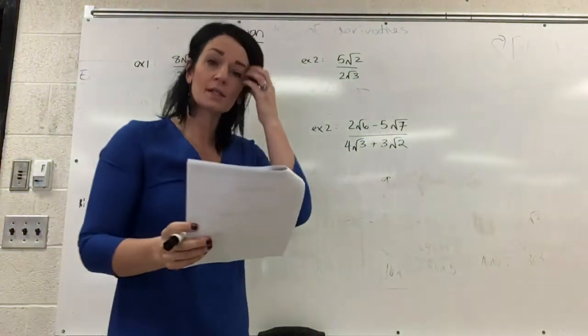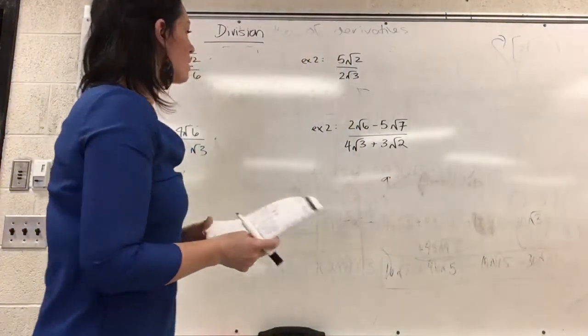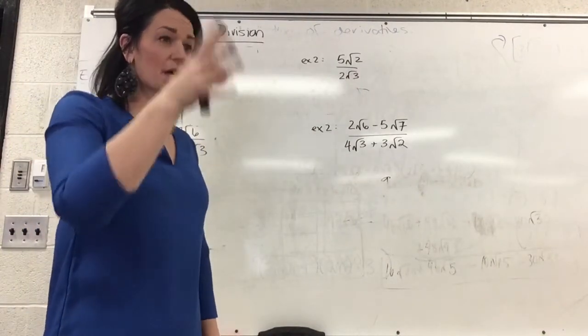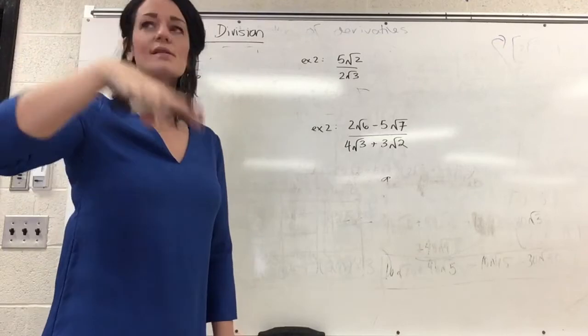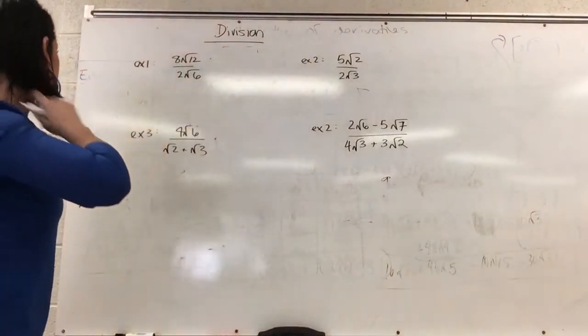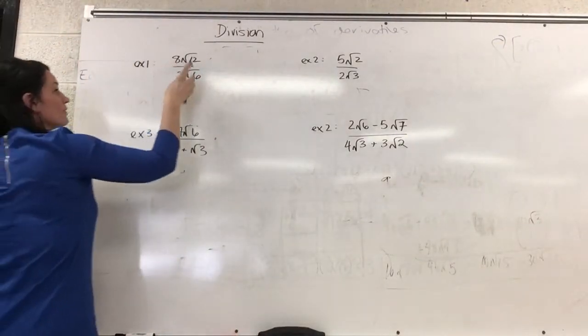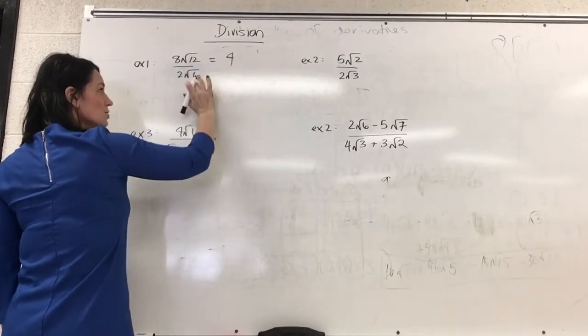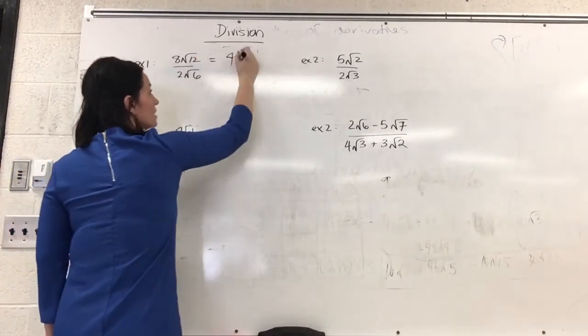Okay, today we are going to talk about dividing radicals. Just like when we're doing multiplication and we multiply coefficients by coefficients and radicals by radicals, same thing happens with division. So we're going to divide coefficients by coefficients. So 8 divided by 2 is 4. And we're going to divide radicals by radicals. So radical 12 divided by radical 6 is radical 2.